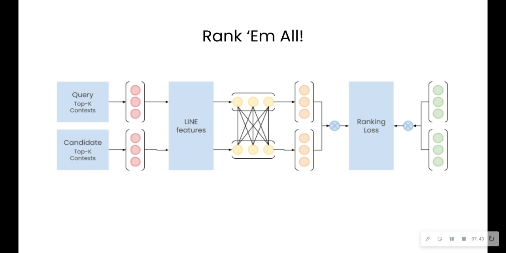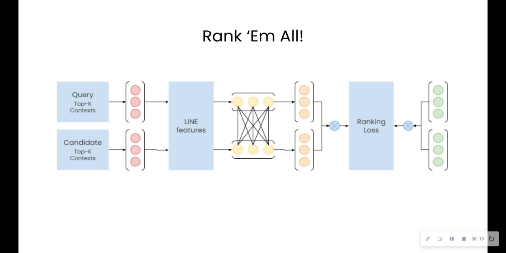For each query and candidate, we first take the top K predicted contexts from the previous module. For example, in case of heart attack, it may be chest pain and cholesterol, whereas for cardiac arrest, it may be cholesterol and bypass surgery. Then for each of those contexts, we retrieve the pre-trained LINE embeddings. Now this is where it gets interesting. We perform a pairwise matching of the contexts, similar to an attention mechanism. I'll cover more on this on the next slide.